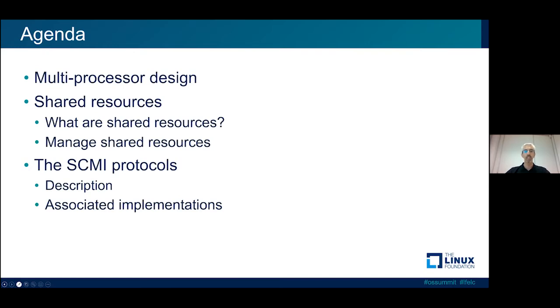A way to manage the shared resources would be using the SCMI protocols. So I will give you a description of the SCMI protocols and give some associated implementations that are used to prove these SCMI protocols. I will go a little bit deeper at the end of the speech just to give you an overview of the SCMI protocol used by the STM32MP1 platform.